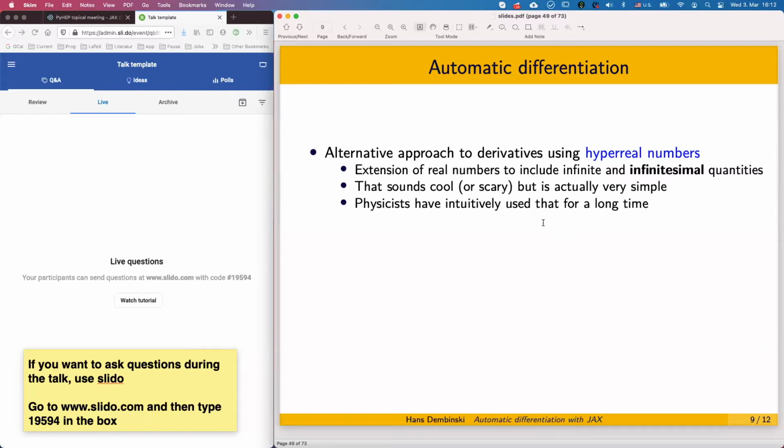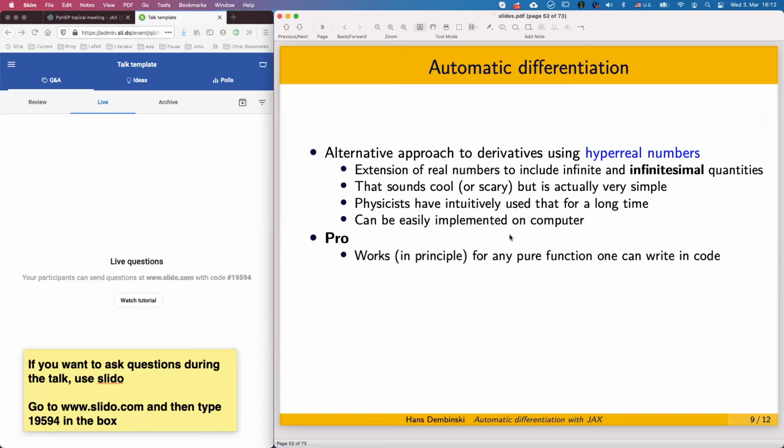And we physicists have used this mentally for a long time. The only thing is that mathematicians really figured out how to do this in a rigorous way, and they can prove that all this stuff works. And the other good thing is you can implement hyperreal numbers easily on a computer, and then any calculation that works with a real number will also work with a hyperreal number. So this works on any function in principle that you can write in code. It's exact within machine precision.